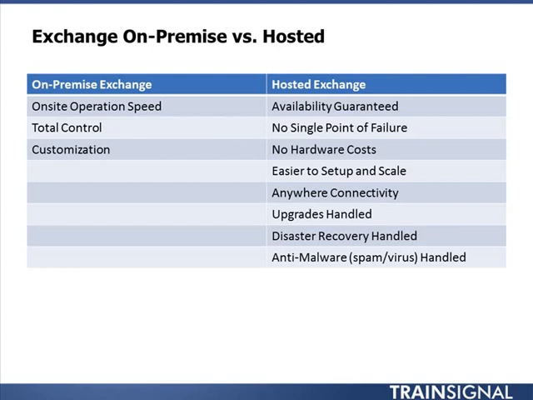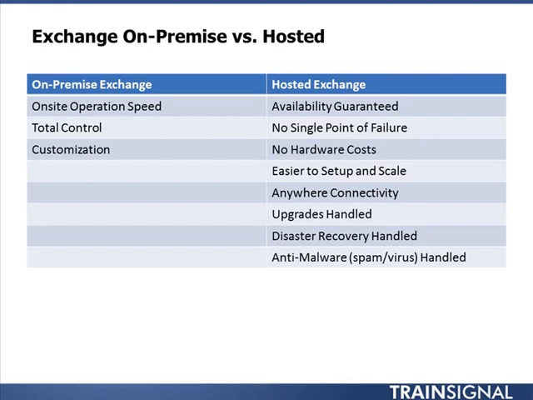Now on the flip side, hosted Exchange offers availability guaranteed. Someone else is worrying about your high availability, and they promise a certain level of uptime. So that's part of your agreement. If that becomes a problem, you typically get money back on that solution if that uptime service level agreement is not maintained. There's no single point of failure. They're responsible for making sure of that. There are no hardware costs. You can have your Exchange environment up and running, and you don't have to spend a dime on the server infrastructure. It's easier to set up and scale.